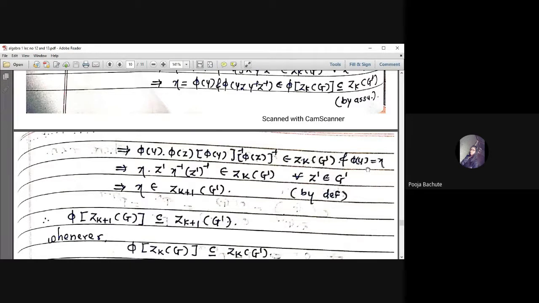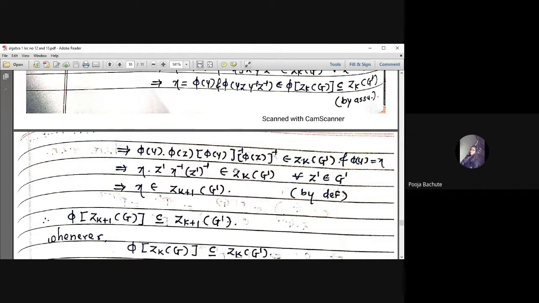Any doubt up to here? By assumption we used this. Okay, so what is the value of phi of y? It is x. Where will phi of z come? It will come in G dash. G dash means its element will be how? z dash. Suppose this is z dash.